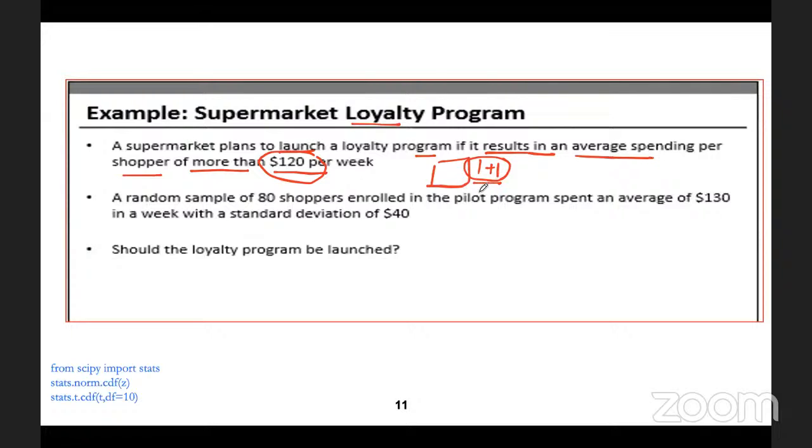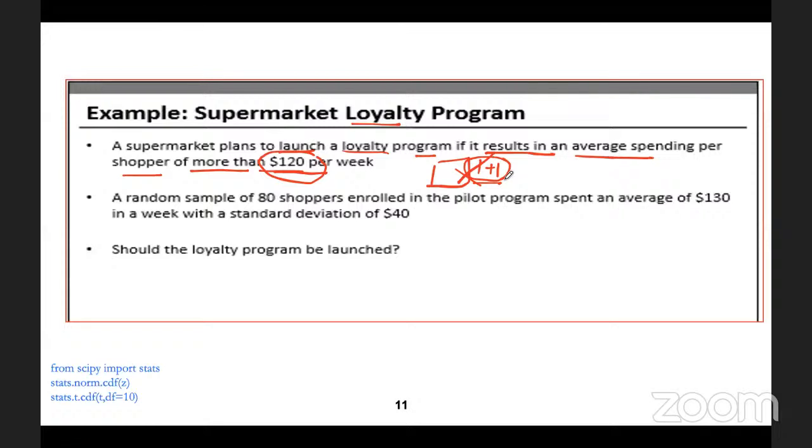So if the customers who enroll for this program don't spend an average of more than $120 per week, then this would run into losses because they are giving a 1+1 offer. If more people would buy, then this program would be successful. If only 1 or 2 people would buy, then they have to additionally give 1+1 for the same price. That is loss making for the supermarket. Okay, so this is the hypothesis they had.